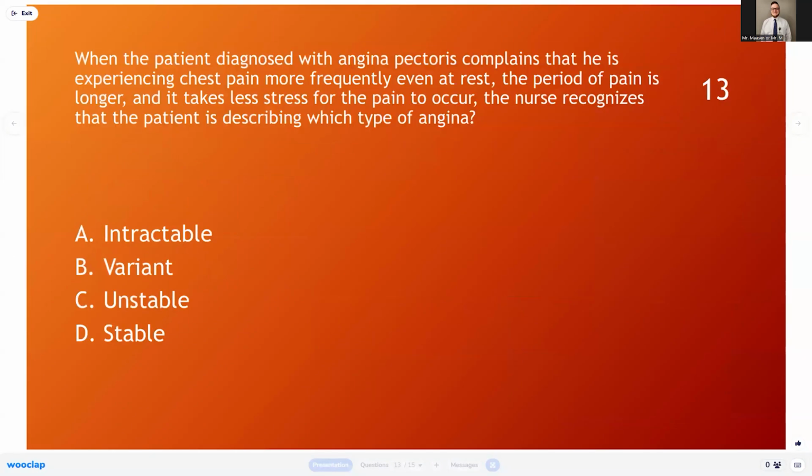So the patient's diagnosed with angina pectoris. They complain of experiencing chest pain frequently, even at rest. The period of this pain is longer, and it takes less stress for the pain to occur. The nurse recognizes this patient is describing which type of angina?